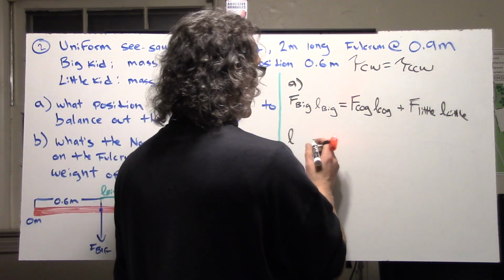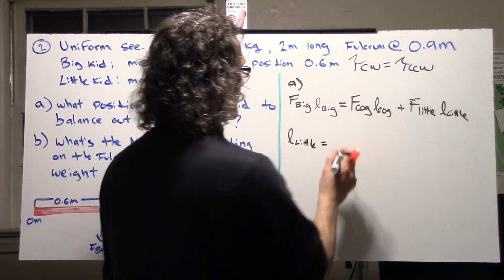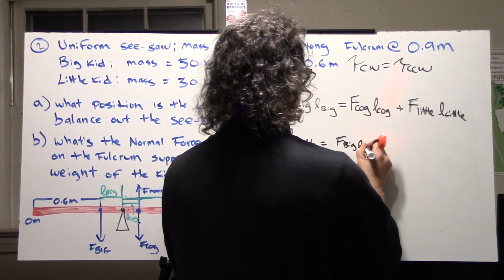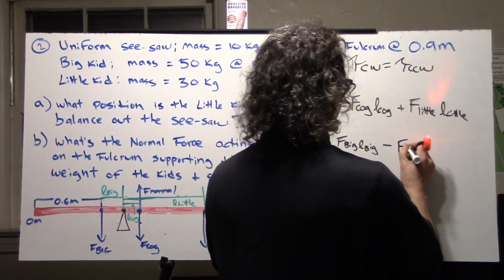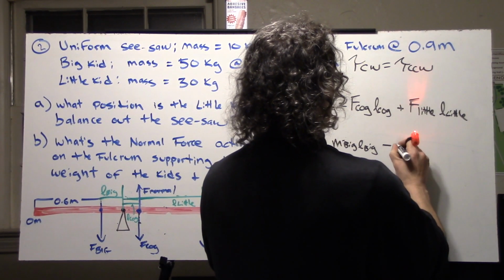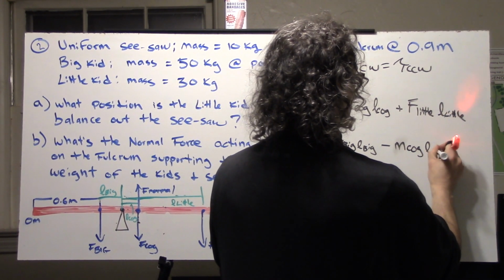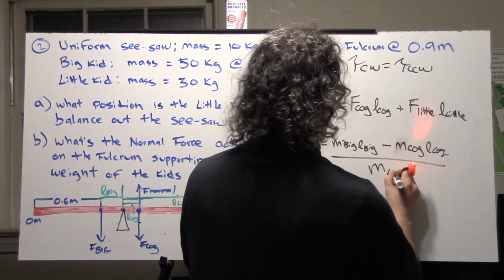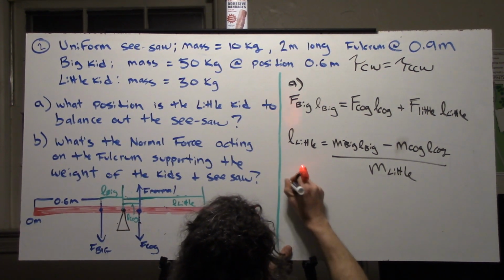So here we go. Our solution here is that L little would equal F big times L big minus, because we would subtract this to the other side, actually I can go M, I'm sorry, because like I said, we divided by G, M COG times L COG, okay, divided by the mass of the little guy. All right, now let's plug in our numbers.